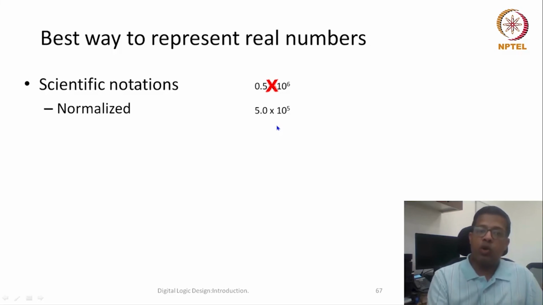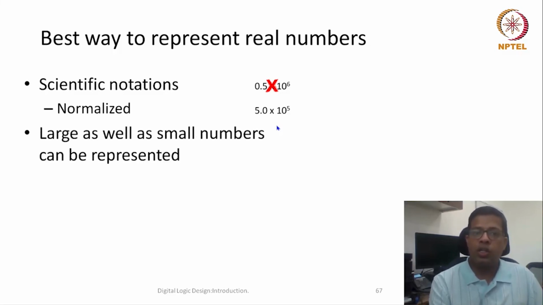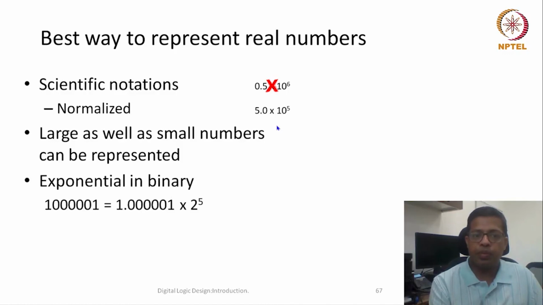Now in case of binary, how would it happen? In binary also, for example, this is the number 1.00010000001. If I want to represent this as an exponential form or scientific notation, then it has to be 1.000001 into 2 to the power 5, because this has to be 6, 2 to the power 6, so we can correct it. So this is actually 2 to the power 6.